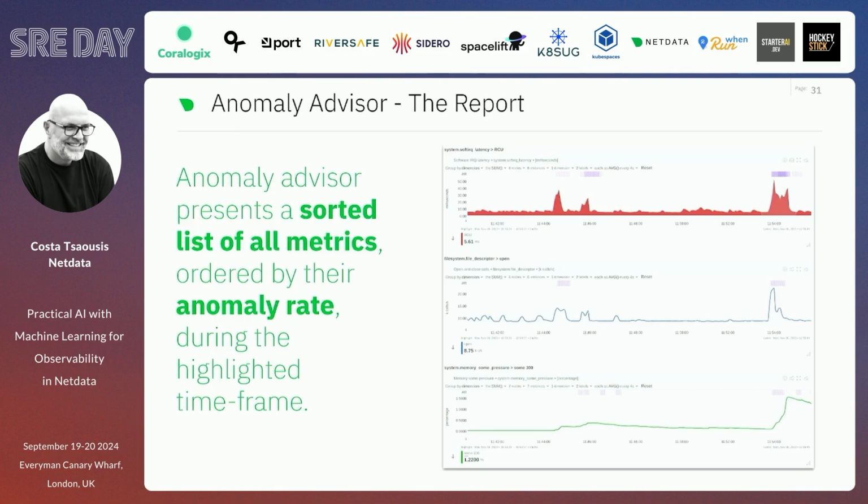What we did here is that we flipped it. So you don't need to guess anymore. You go there, you highlight the area, you press a button, your aha moment should be within the first 30, 40 items that Netdata presents.